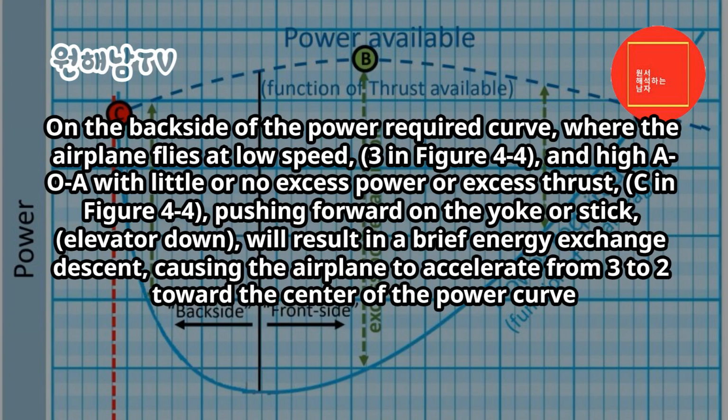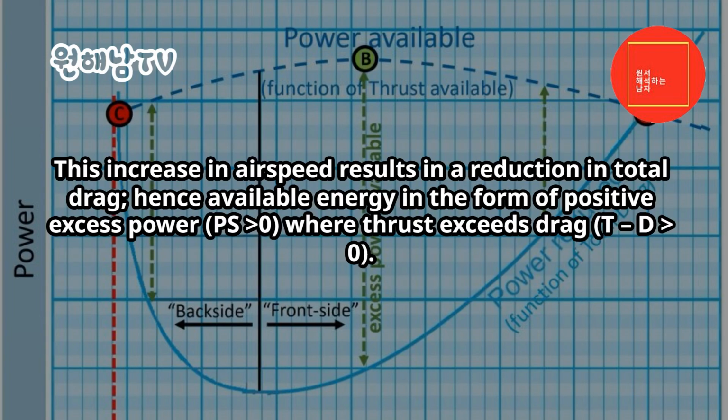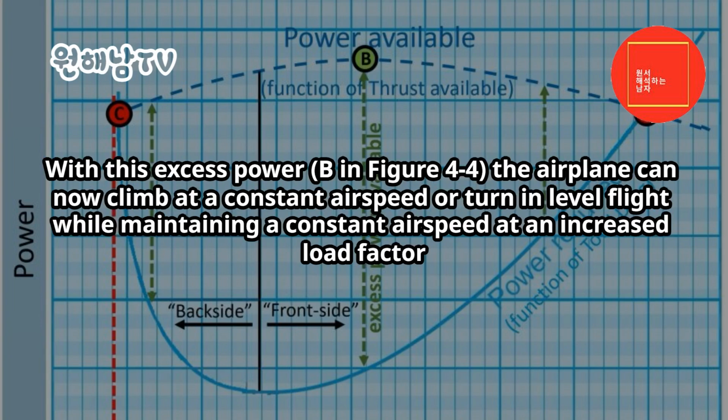On the back side of the power required curve, where the airplane flies at low speed, 3 in Figure 4-4, and high AOA with little or no excess power or excess thrust, C in Figure 4-4, pushing forward on the yoke or stick, elevator down, will result in a brief energy exchange descent, causing the airplane to accelerate from 3 to 2 toward the center of the power curve. This increase in airspeed results in a reduction in total drag. Hence available energy in the form of positive excess power, PS, is greater than 0, where thrust exceeds drag, T-D is greater than 0. With this excess power, B in Figure 4-4, the airplane can now climb at a constant airspeed or turn in level flight while maintaining a constant airspeed at an increased load factor.